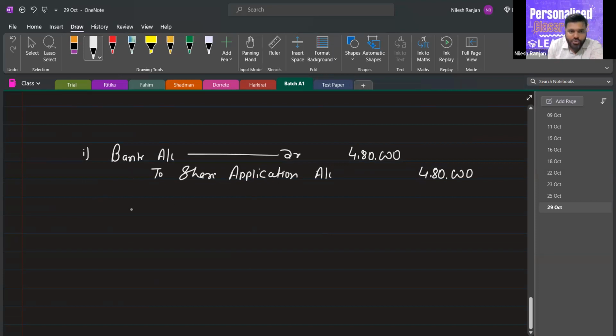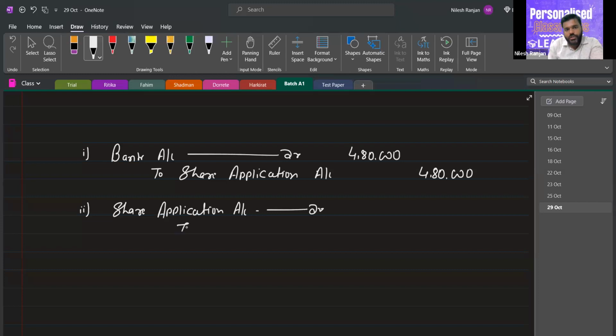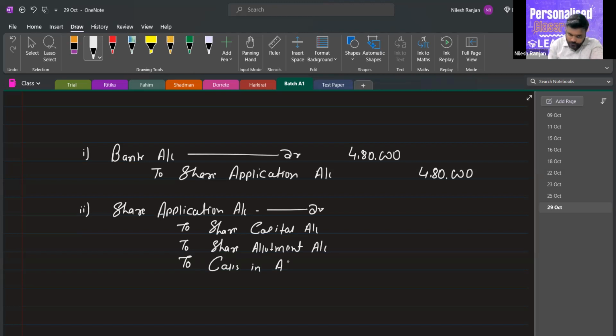Okay, so the first entry is bank account debit to share application, 4,80,000. Second is share application account debit to share capital, sorry, to share capital first. Share capital account and share allotment account, and calls in advance. Now, when we write share allotment, we write the name of allotment always, but after that, we don't know when the call will be made. That's why we write calls in advance. So 4,80,000: 3 lakh to capital account, 1,10,000 to share allotment, and 70,000 to calls in advance. Okay.